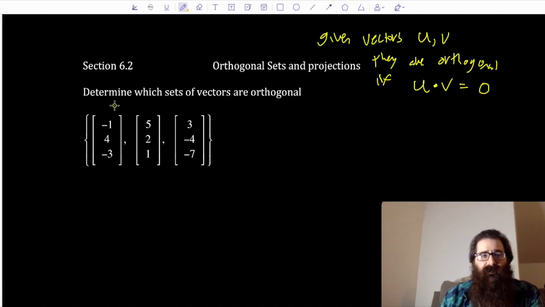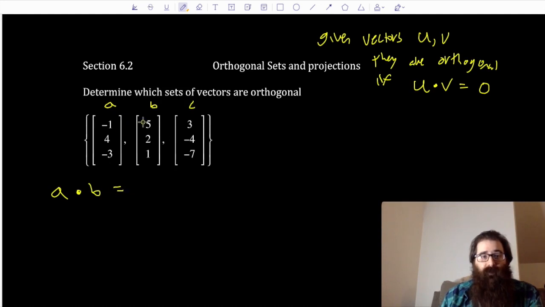Just to make it a bit easier with my set of vectors, let me give them little nicknames. I'm going to nickname them A, B, and C. I want to go through pairwise, so two at a time, and find their dot products. So let's start with A dot B.